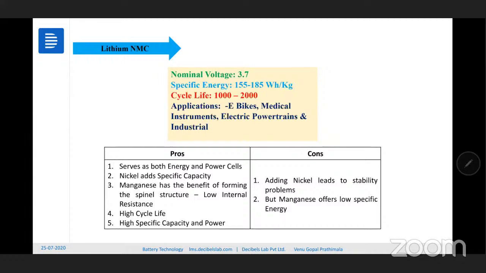Coming to the cons, adding nickel leads to instability. And manganese offers low specific energy. Okay, we discussed this point previously when we were discussing lithium manganese oxide. It has around 120 ampere-hours per kg, the theoretical value itself. That's the reason it has low specific energy. But overall, because of nickel and because of cobalt, we have high cell capacities. Okay. So yeah, that's about NMC.